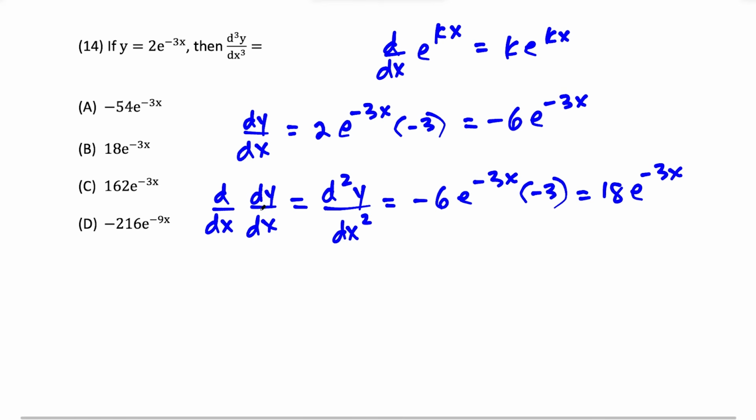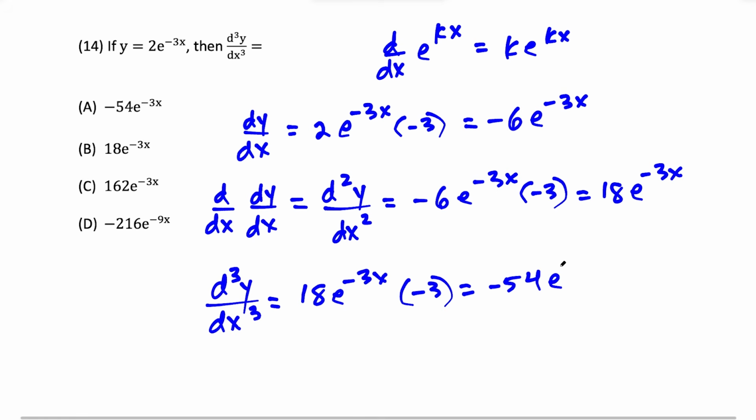So now for our third derivative, we're going to say d3y like this over dx3 equals, and now we use the chain rule one more time. We have 18e to the minus 3x, and we're multiplying by the derivative of negative 3x, which is negative 3. And now we do 18 times negative 3, that is negative 54, and then we have e to the minus 3x. So we scan the answer choices here, and A is our answer.